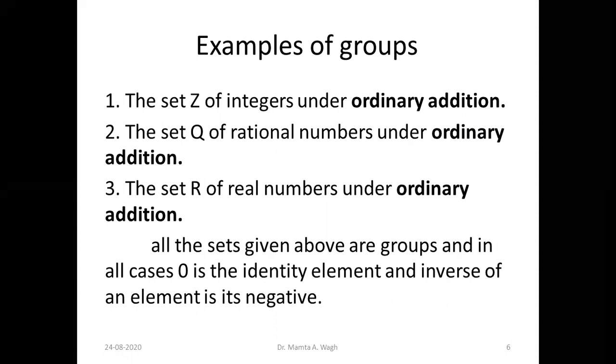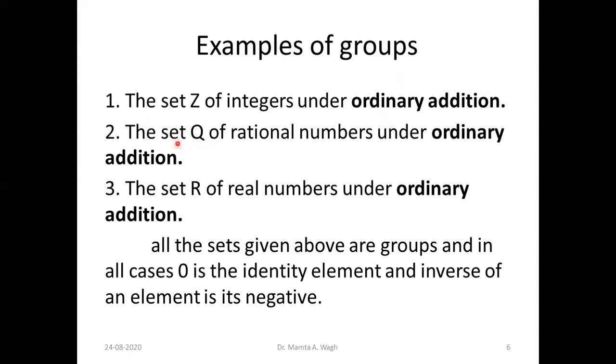That is your additive identity. You add any integer with 0, so your integer will be the same, there is no change. So that works as the identity element here. And inverse, so here you are going to find the additive inverse. For every integer, its negative will be the inverse. So this set of integers under ordinary addition forms a group.